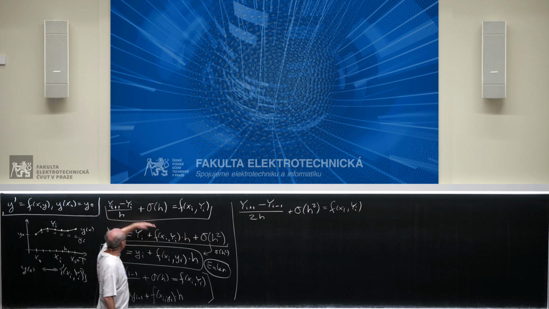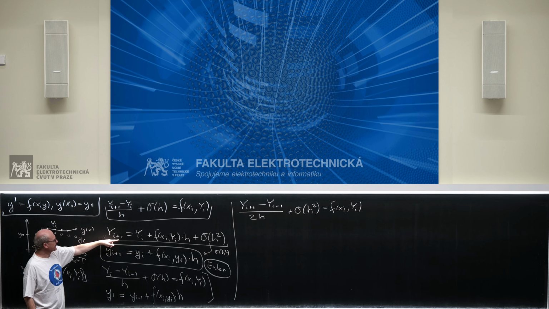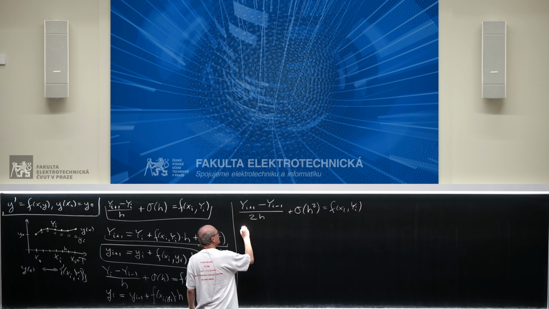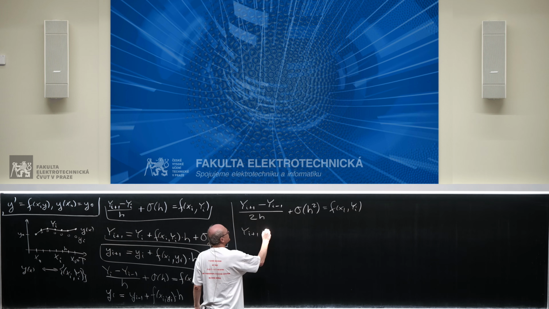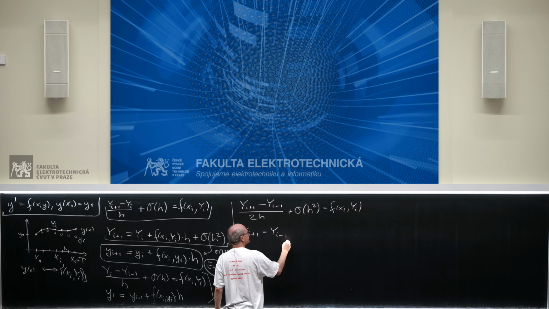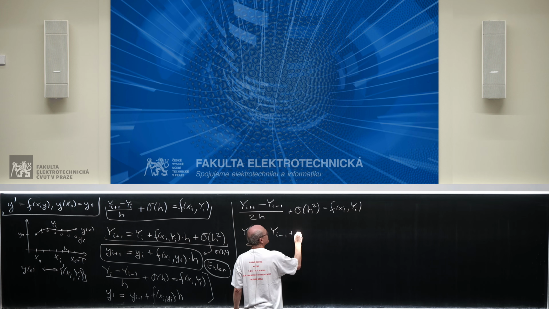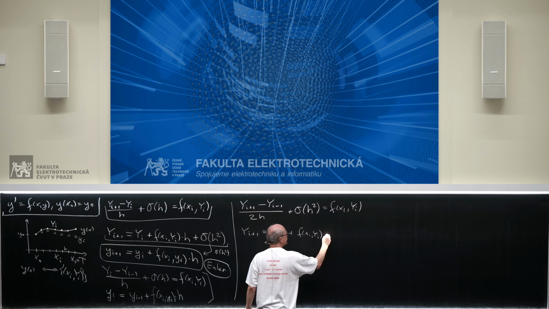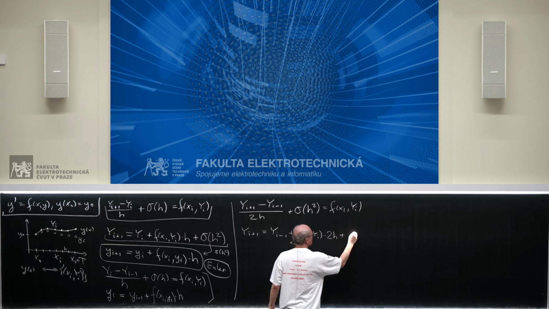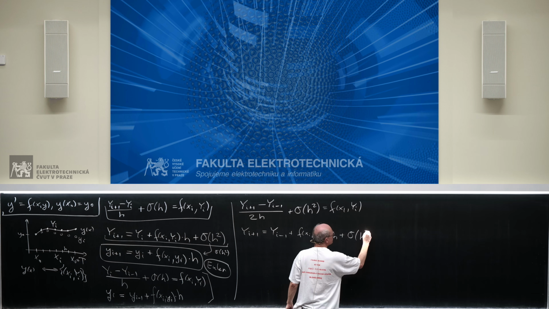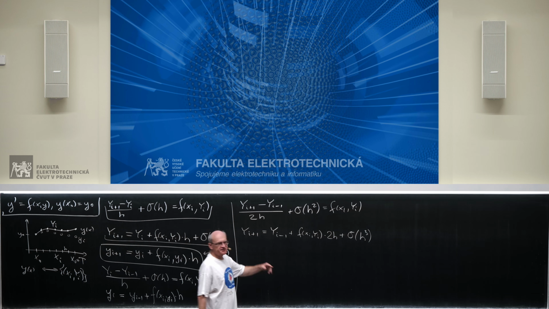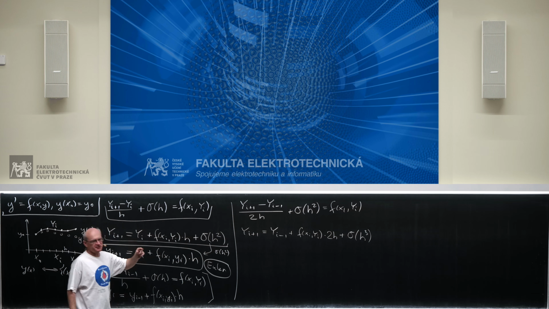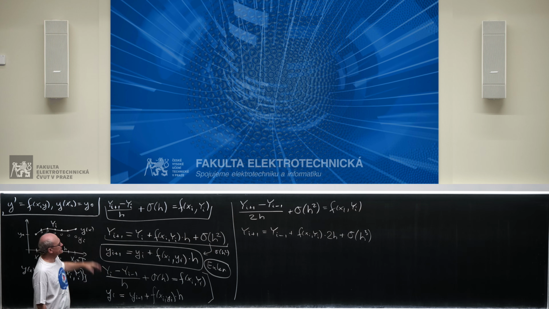The same game. We isolate capital y i plus 1. We have it there, good news. And then we drop the error term. So, y i plus 1 is y i minus 1 plus f x i y i times 2h plus O(h cubed). This is the precise discrete version of our differential equation.